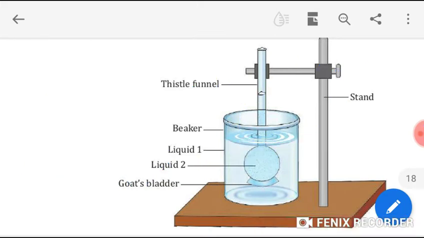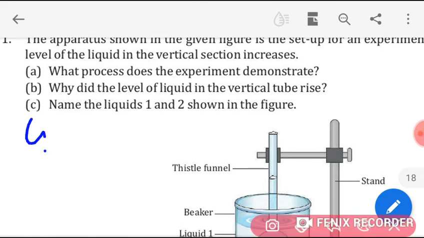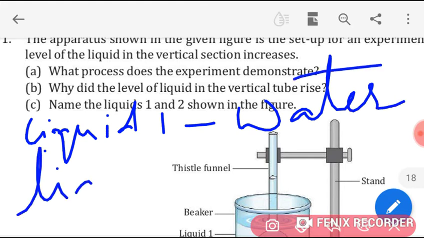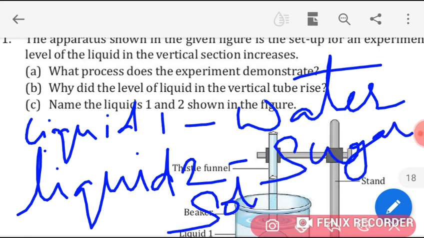Okay. Now come to your next question, third. Name the liquids 1 and 2 in the figure. Write here: liquid 1, water, liquid 2, sugar solution. Okay, students.